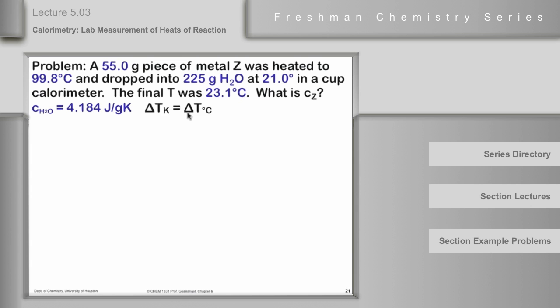The mass, it's good to set up a table, as we said before. The mass of the metal is 55 grams. The mass of the water is 225 grams. The initial temperature of the water is 21 degrees Celsius.